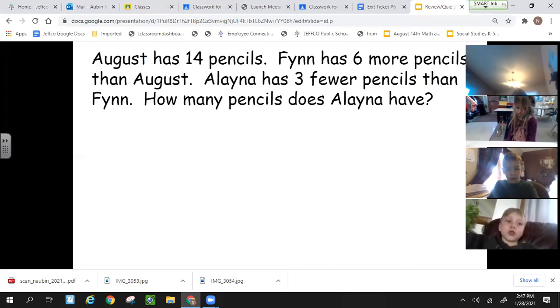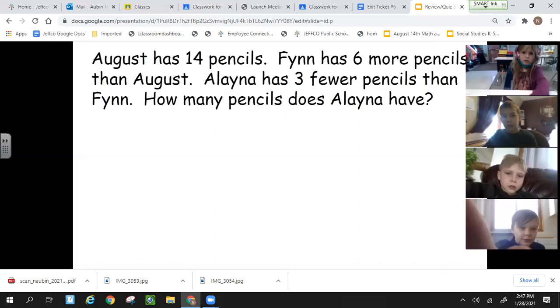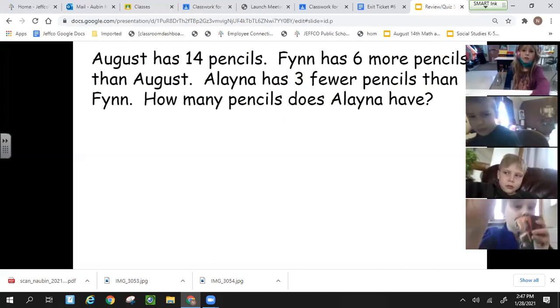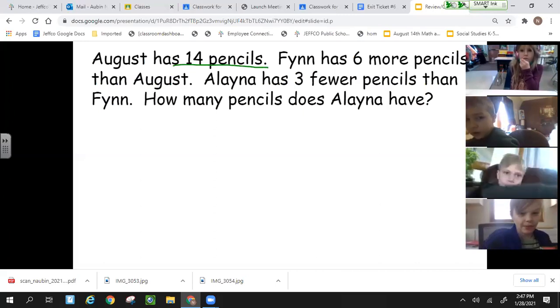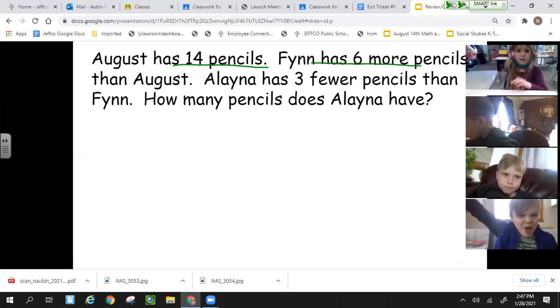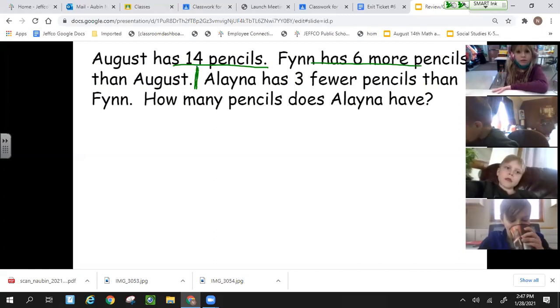All right. As I come around, I see lots of good thinking. Don't look at other people's, look in your head. You got it. Just see if you can finish it. So August, think inside your head. What do you know? We know August has 14. Finn has 6 more. Stop there. That's your first step.